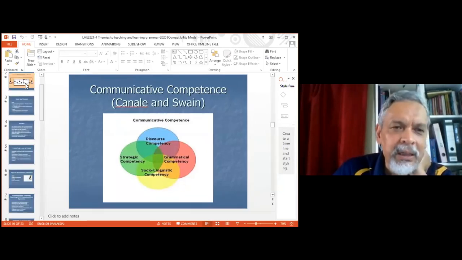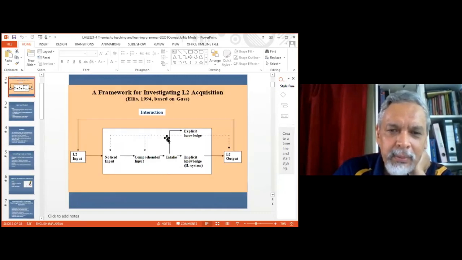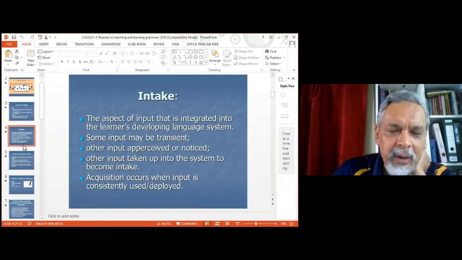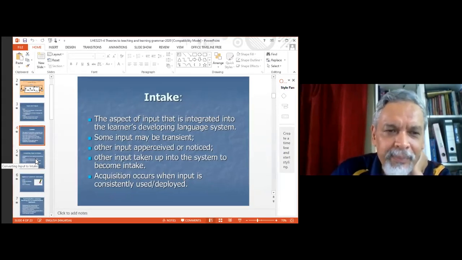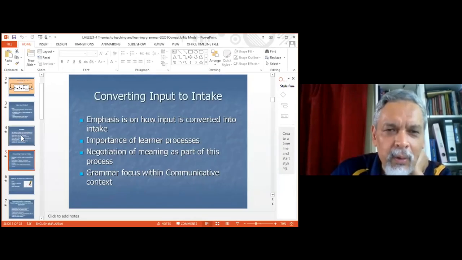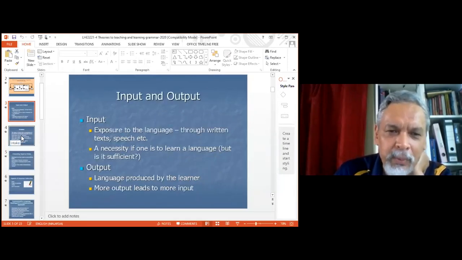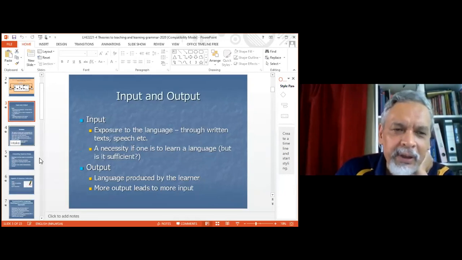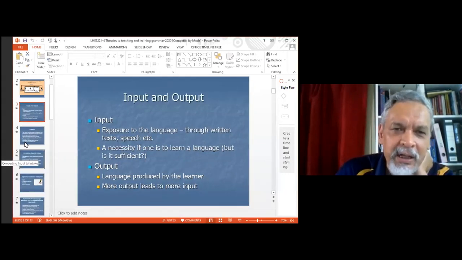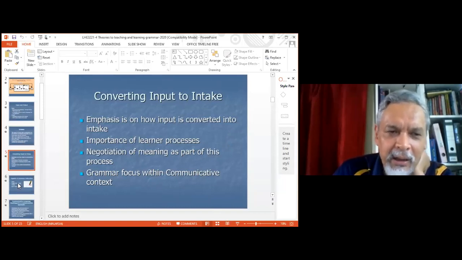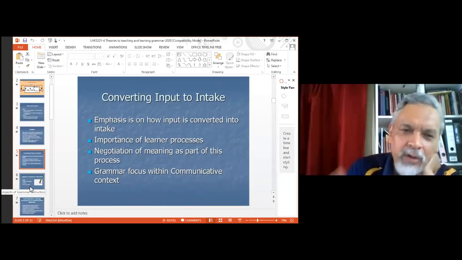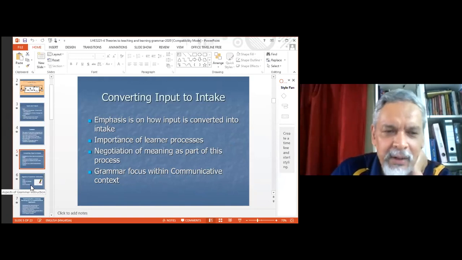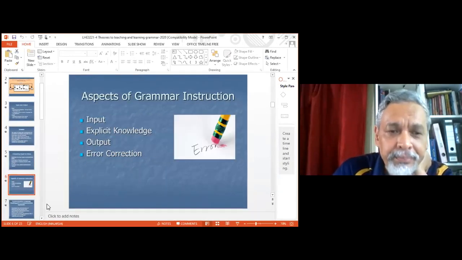That was really in relation to all this general framework, and it will also be reflected in some of the other things that I will be talking about later on. So all these things, I hope no problems with what they mean, right? Input, output, and the fact that input is necessary but not sufficient, and then you have intake and how you need to convert input into intake, which may involve comprehension and also noticing of the input.